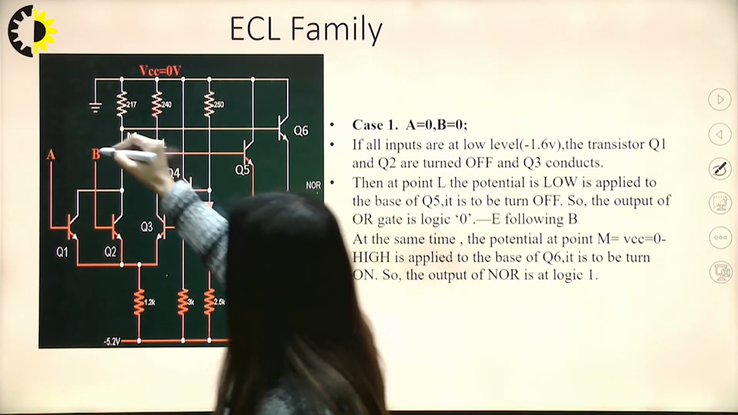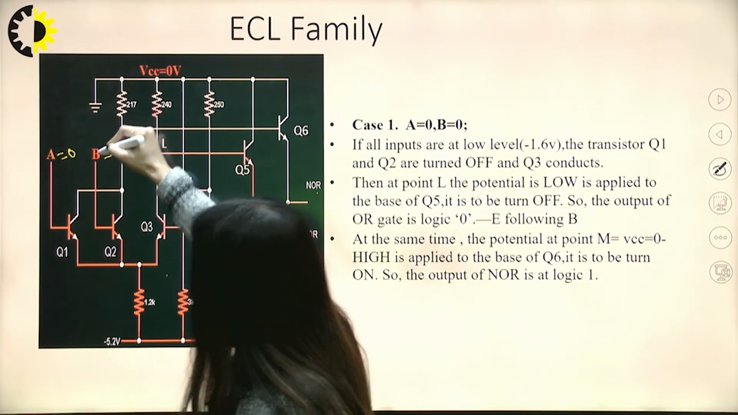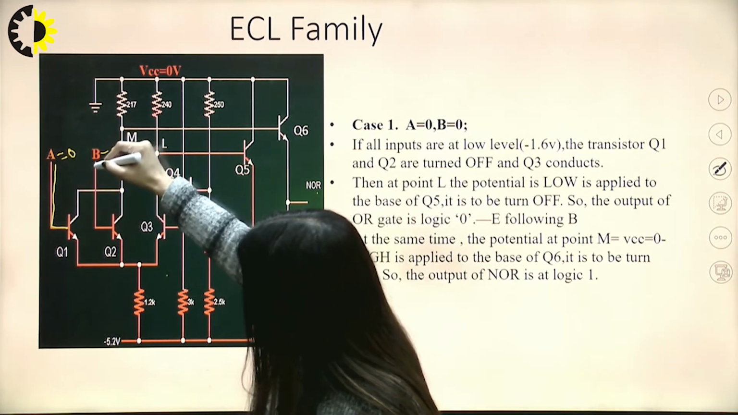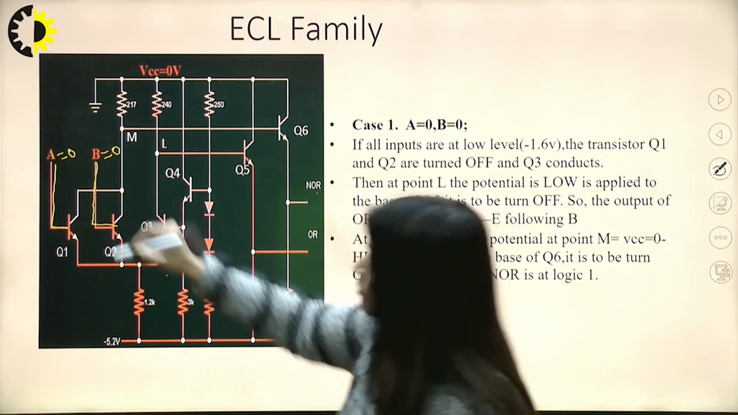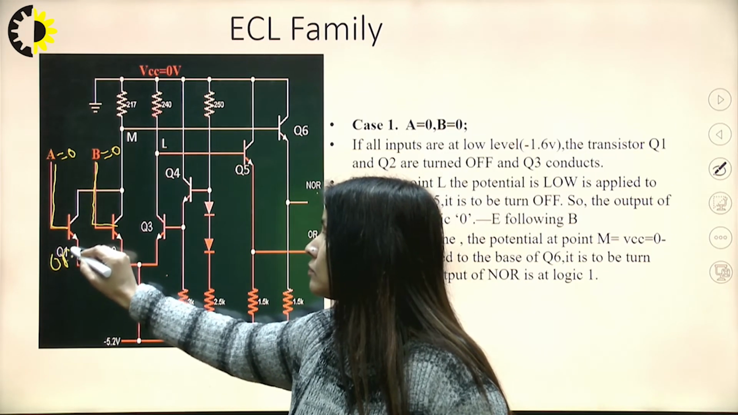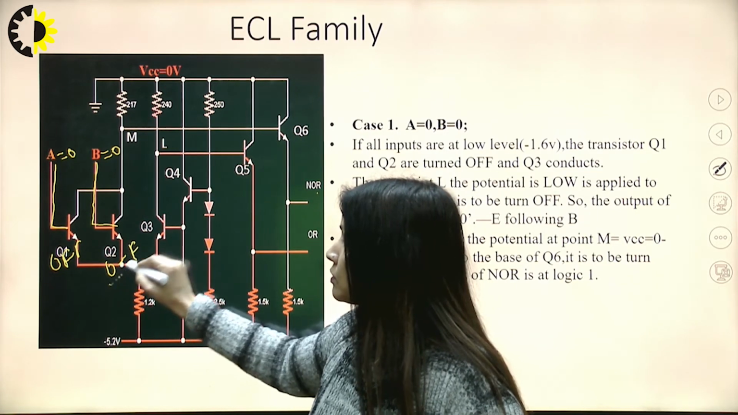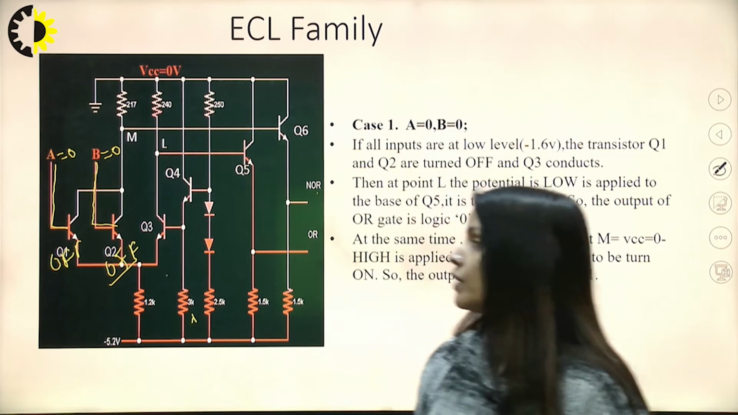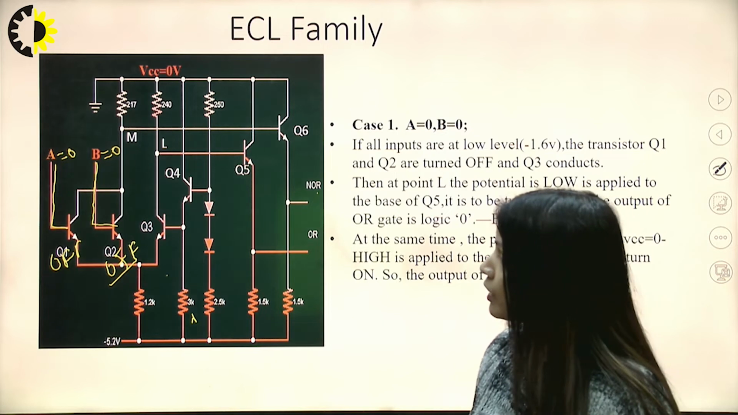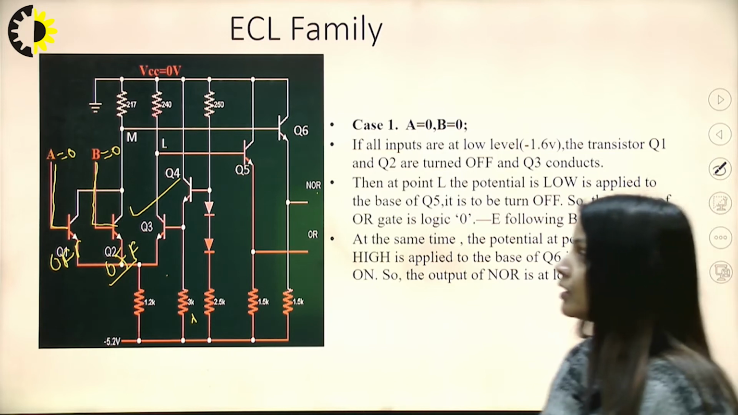So suppose the first case, A is equal to 0, B is equal to 0. A is given at the base of the Q1, B is also given at the base of the Q2. So this is off, this is off, right? Both Q1 and Q2 are off in this way. If both Q1 and Q2 are off, then Q3 will conduct, right? Then this is on.